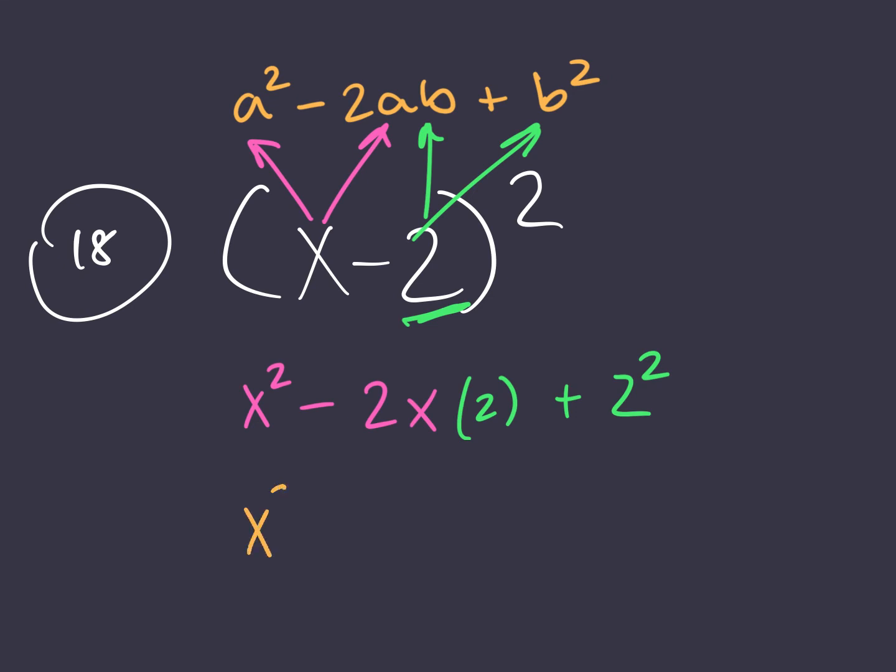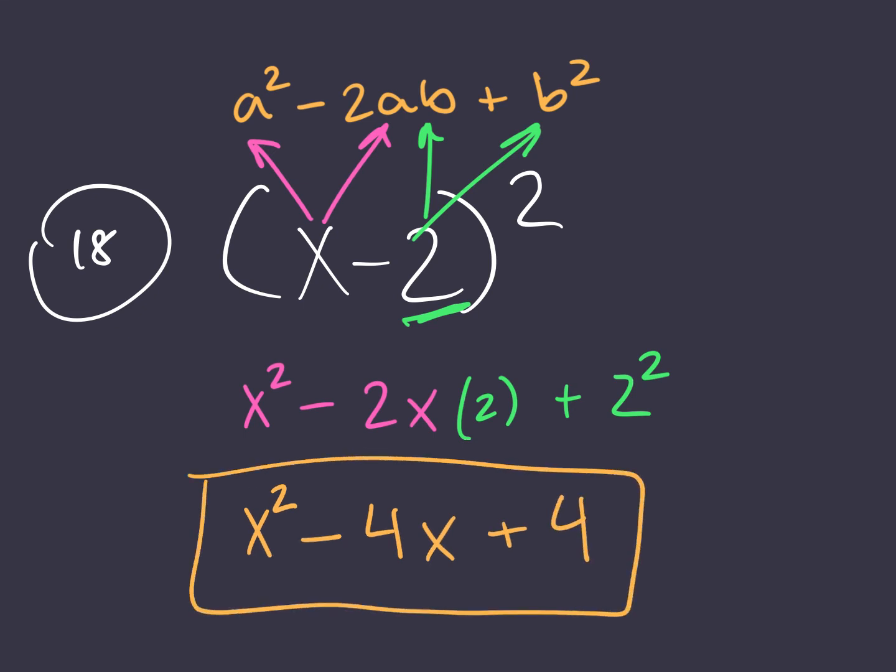So that x squared can stay the same. What is 2 times x times 2? 4x, so it'll be minus 4x. And then 2 squared? 4. So our answer is x squared minus 4x plus 4. Any questions here?